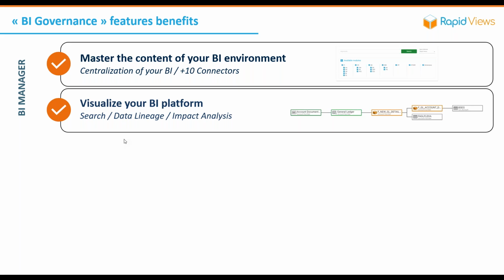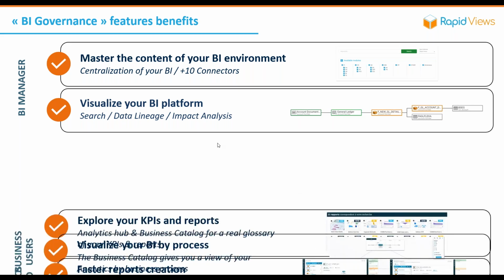So on our governance platform, again, for the BI manager, we can centralize everything that has been done. We will have this concept of search capabilities, where you will be able to find any component. You will be able to do search, data lineage, and impact analysis very easily within our platform.